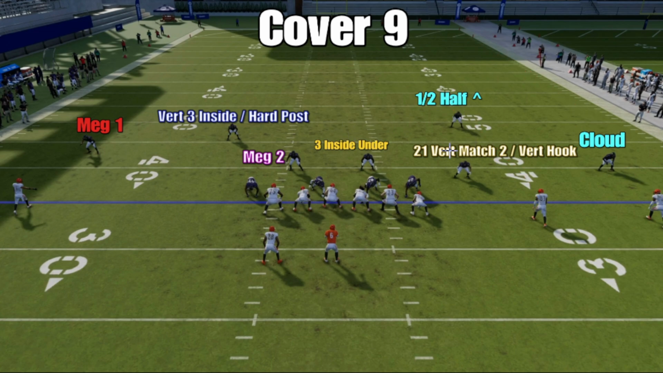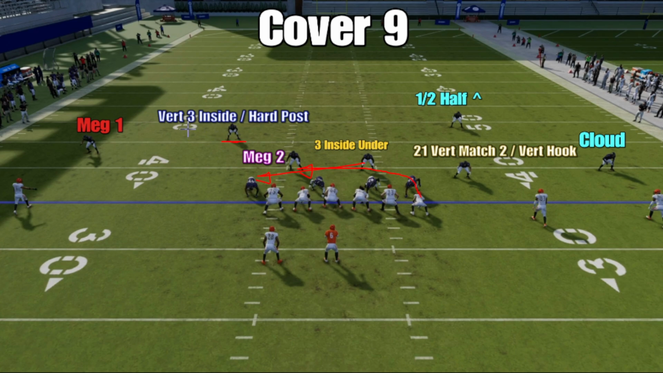What I like about Cover 9 is that our 3 rec, I have him as 3 inside under. And what that means is, if the 3 goes underneath, then he will just match that man-to-man. Okay, so that plays very well. I like how he actually matches inside under by the number 3, because I don't think he necessarily does that in the other coverages to where I have him as 3 rec.